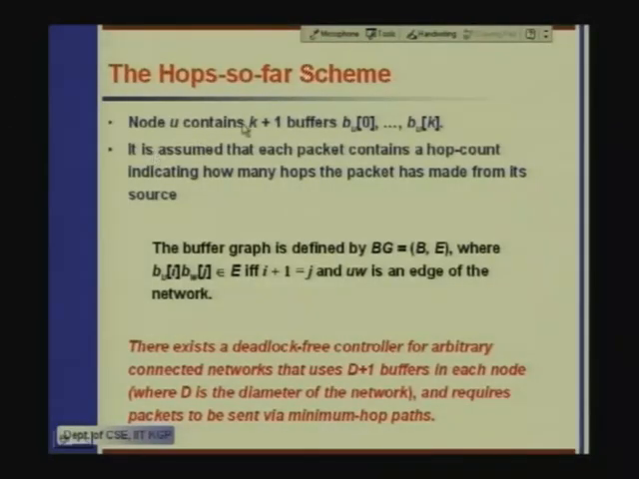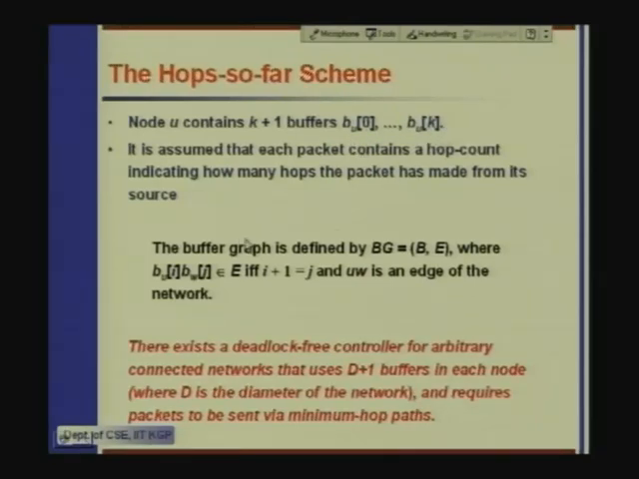Now, if you compare k with n in the previous scheme, then k is less than or equal to n always, because routing paths never have cycles. In the worst case a path can have all the n vertices, so k is typically smaller than n. So, we are going to have a scheme which uses fewer buffers, and those buffers are indexed as follows: in the node U I have k plus 1 buffers indexed BU0 through BUK.